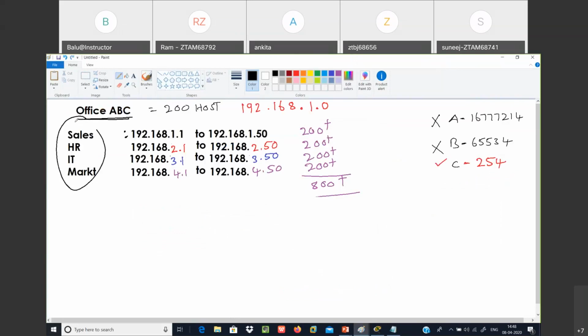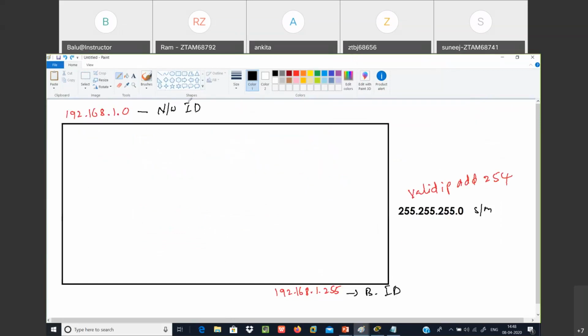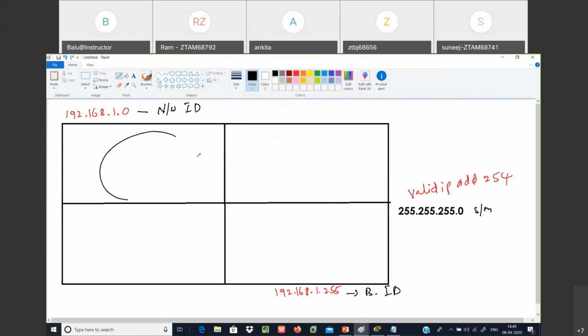But in our example now, Office ABC, requirement is what, guys, here? How many departments are available? 4. So now, let me divide into 4 parts. Right. So now we have divided into what? 4 parts.